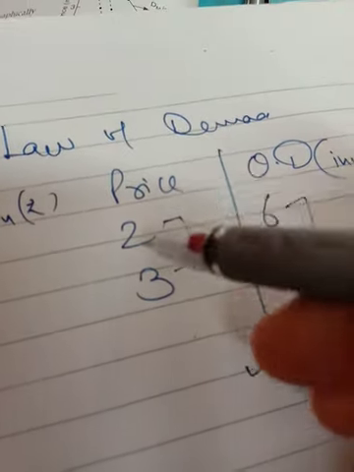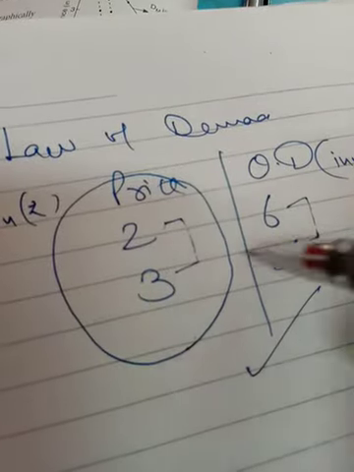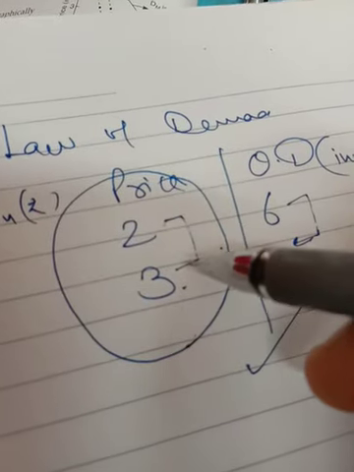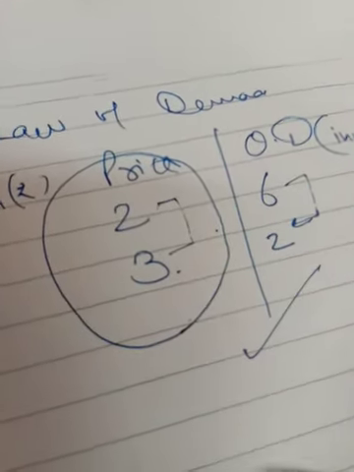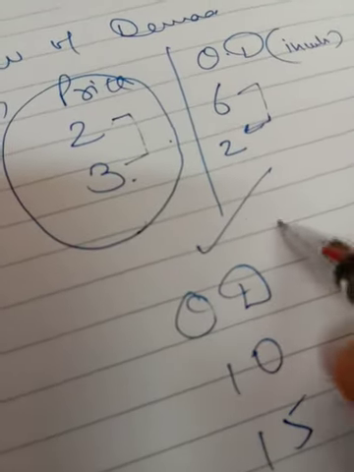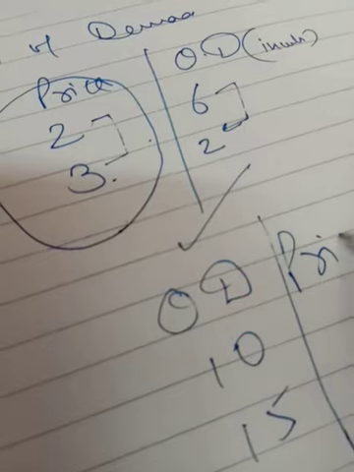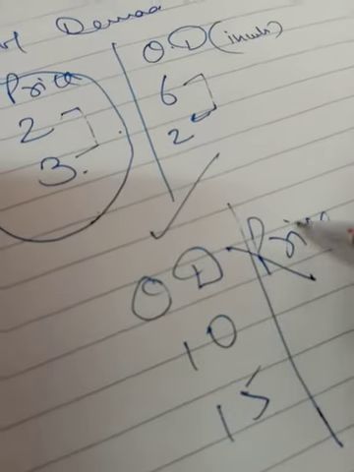And which factor is moving? Price is moving, and it shows the effect of price on the quantity demanded. But what about when the quantity demanded increases from 10 to 15, what is the effect on the price of that particular product? That is not discussed over there.